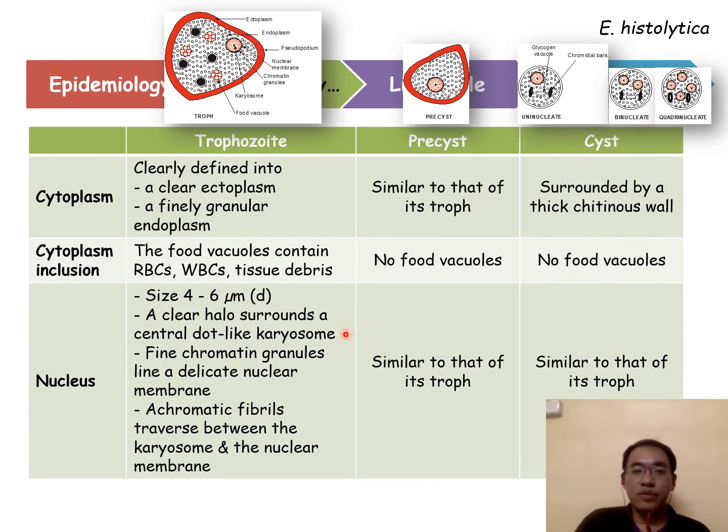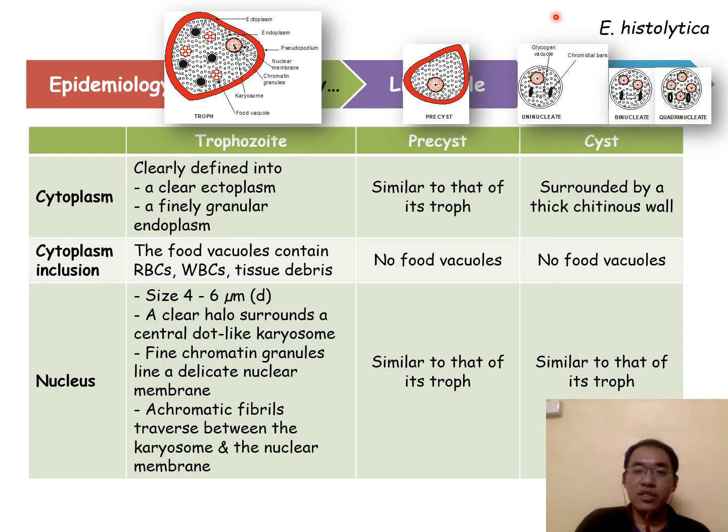Okay, the trophozoite presents clear endoplasm and ectoplasm, while the cyst is confined within a thick chitinous wall. As the trophozoite keeps on growing and feeding, food vacuoles such as RBCs, white blood cells, or bacteria can be seen in clinical samples. During encystation, the metabolism rate decreases. Food vacuoles are usually not seen in the cyst form.